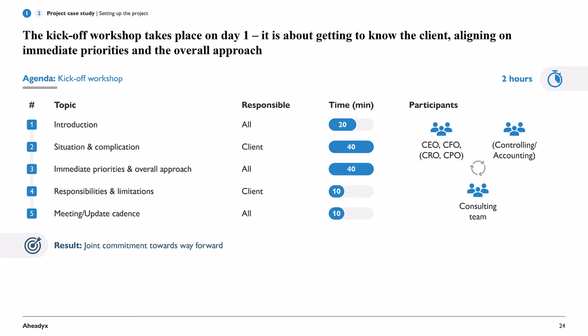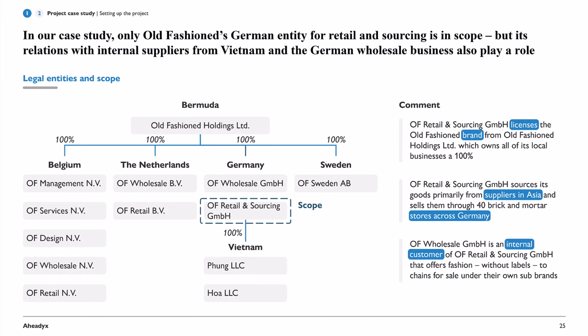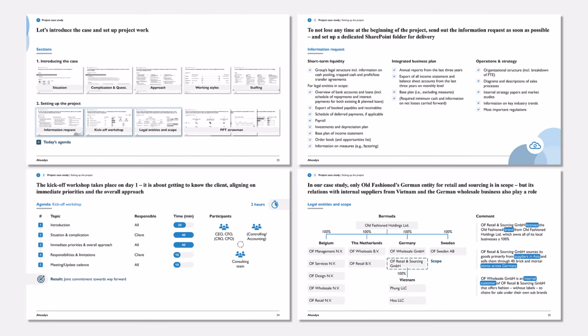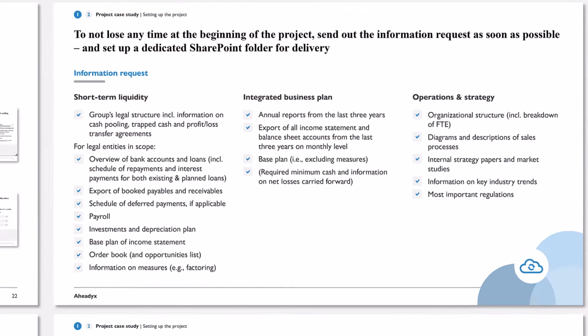Then next, we will have a look into the kickoff workshop agenda, which you can see here. And finally, we've got this slide for the legal entities that are in scope, where it gets a bit nitty-gritty really, but I'll keep this as short as possible. So that's what we've got for today. Let's zoom back in on the information request slide.